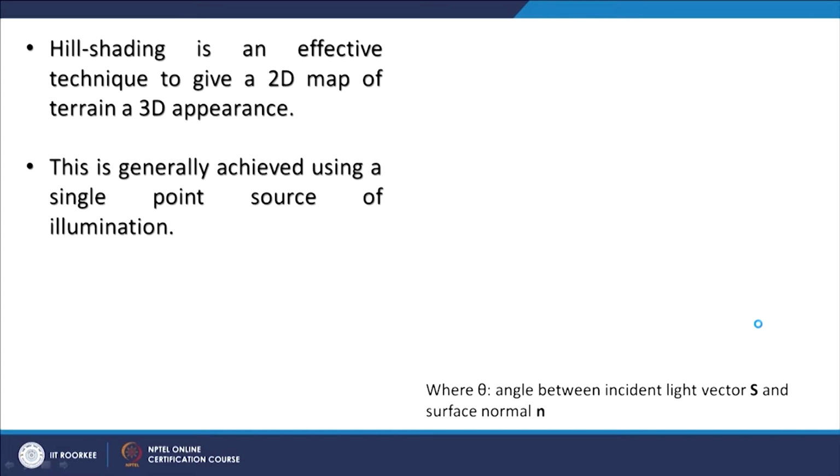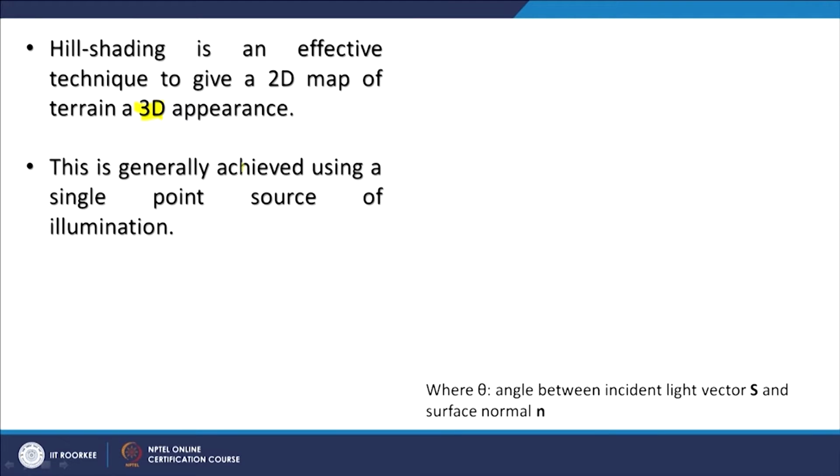Now hill shading is an effective technique to convert a 2D map or terrain surface into a 3D appearance. Though it is already a digital elevation model, and a typical digital elevation model already bears the Z values, if I am not using them, then I am representing it in a 2D form. But if I use that Z value and create a shaded relief model or hillshade, then I am using the Z value as well.